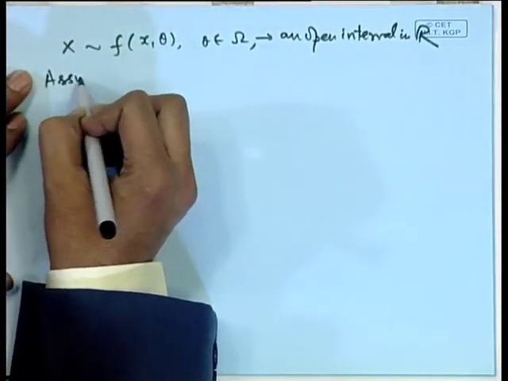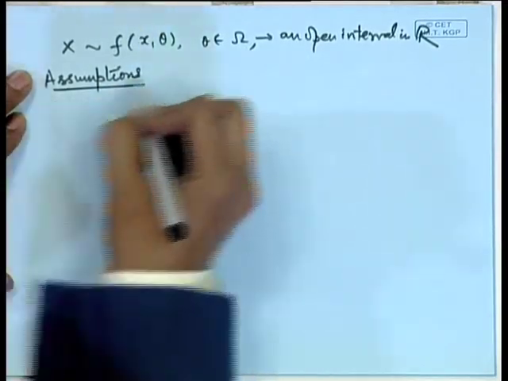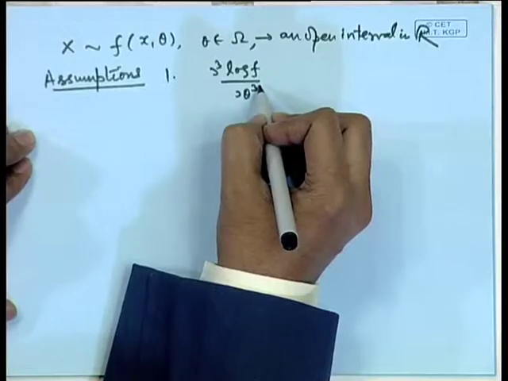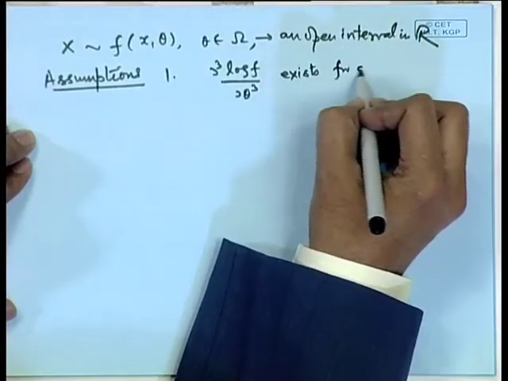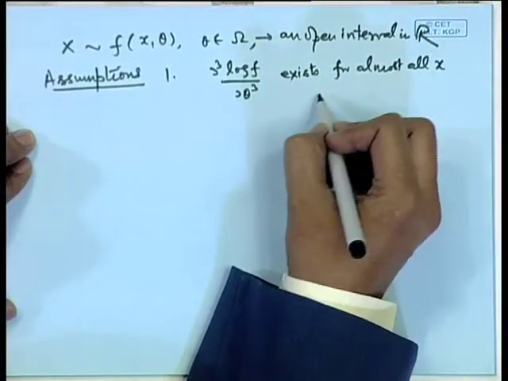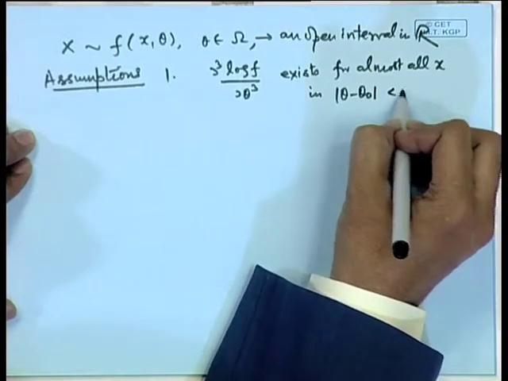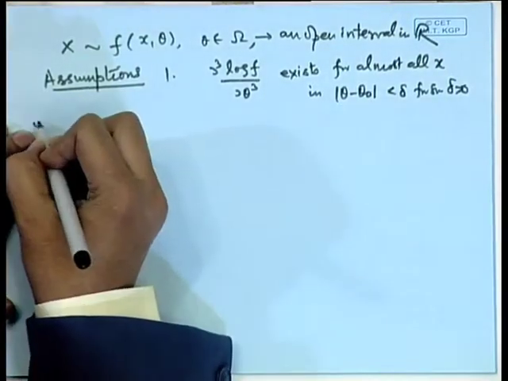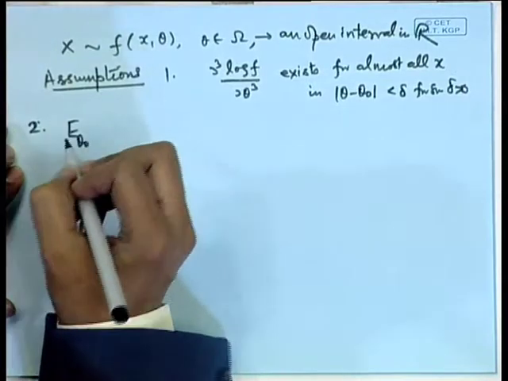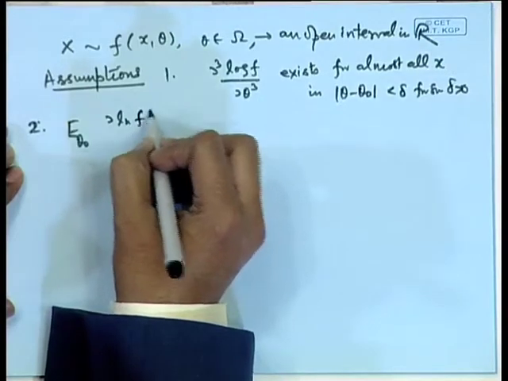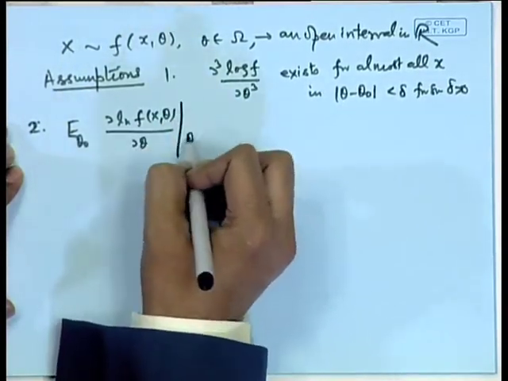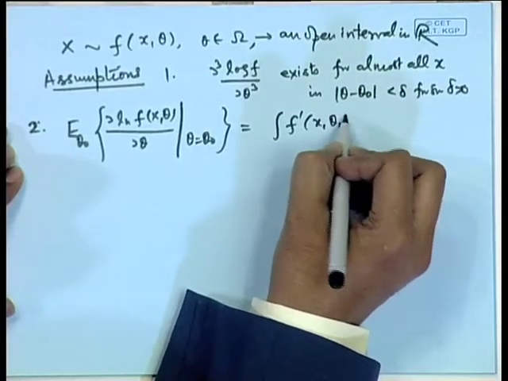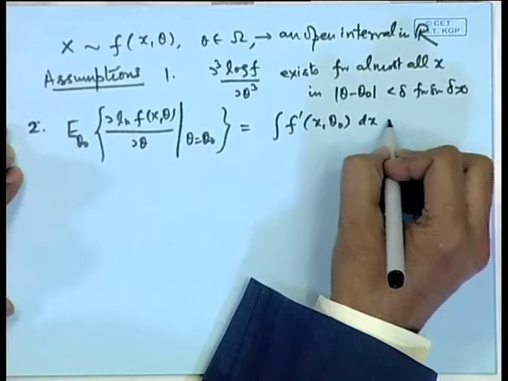The assumptions are: the third order derivative with respect to theta exists for almost all x, for some delta greater than 0. So, around some neighborhood of a point theta naught. Second assumption is that at a point theta naught, this expectation becomes 0. Basically, it means that the density can be differentiated under the integral sign.